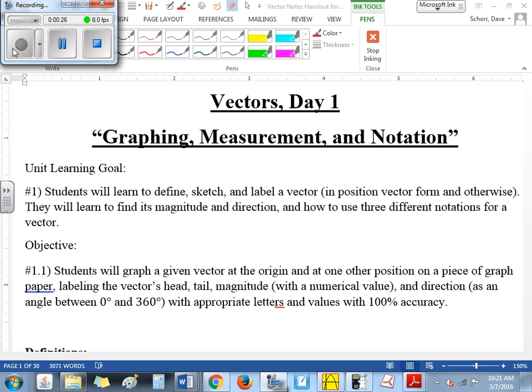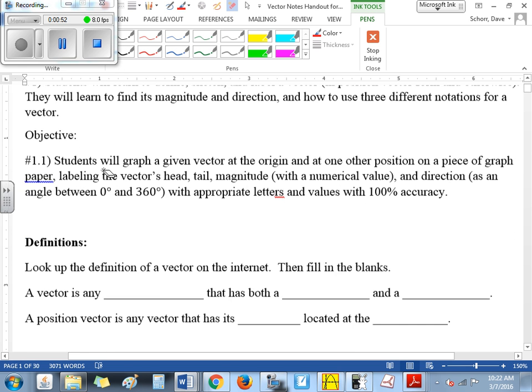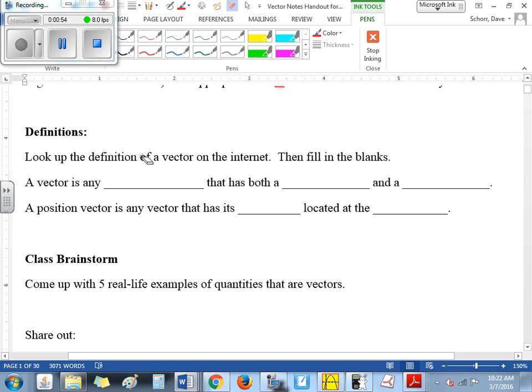Okay, our first objective is just to learn to graph a vector at the origin. That's a breeze, pretty easy. And any other position on a piece of graph paper. You should know how to label the vector's head, tail, magnitude, and direction, and to give appropriate letters and values. And you should be able to do it pretty much every try. It's really easy stuff today. In terms of difficulty, this is obviously the easiest lesson of the chapter, of the section.